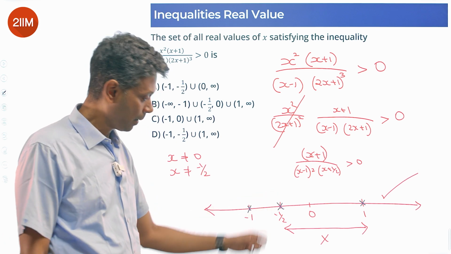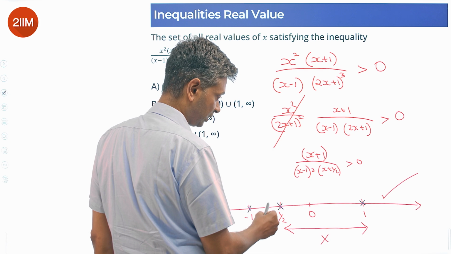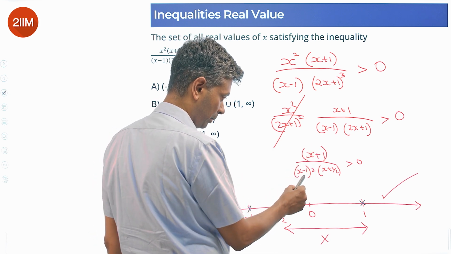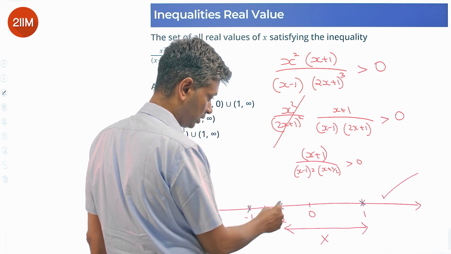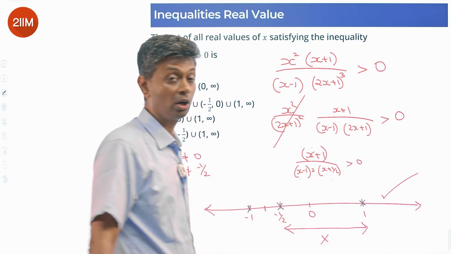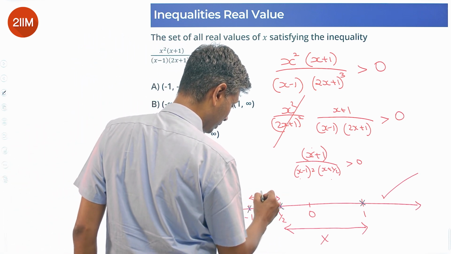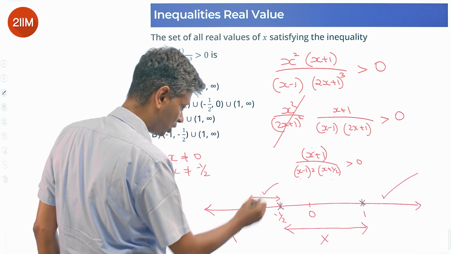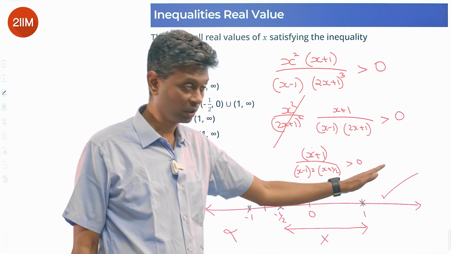In this region, minus 1 to minus half, it will work. Why will it work? So let's say x is in between here: minus half plus 1 is positive, minus half minus 1 is negative. These two will be negative, this will be positive. Positive by positive, it will work. So in this range, it will work. In this range, all three terms are negative, it won't work. Does not work, works. Does not work, works.